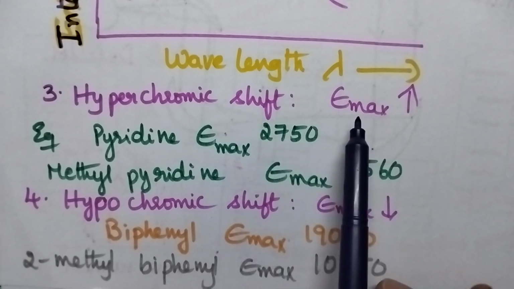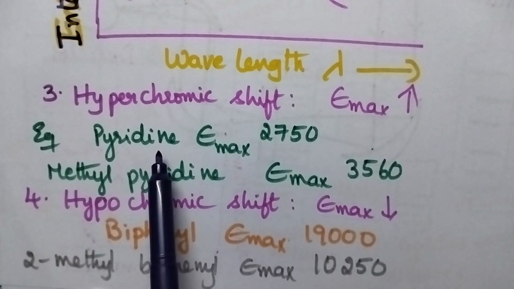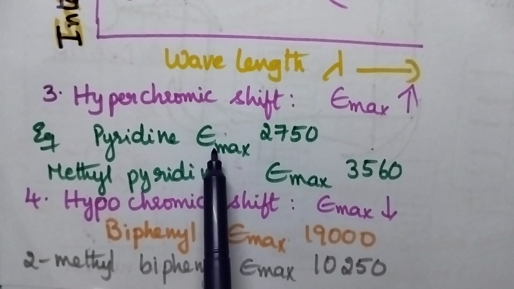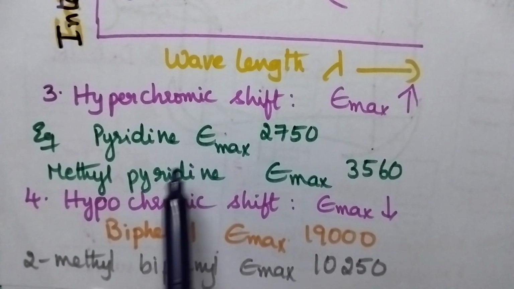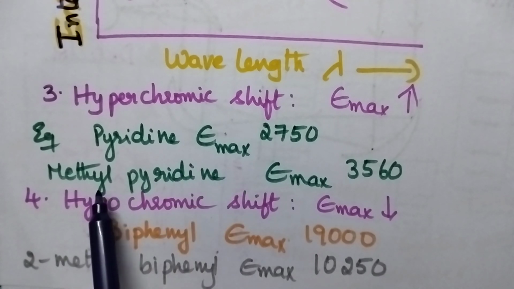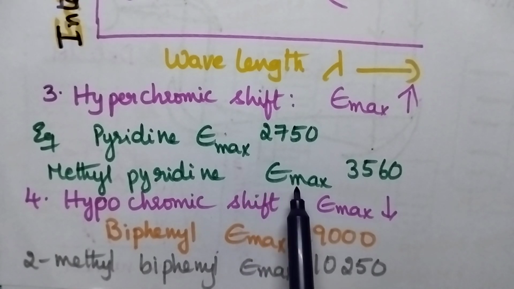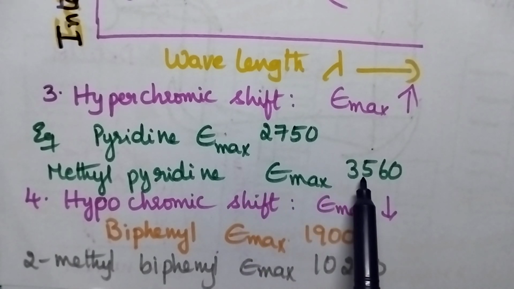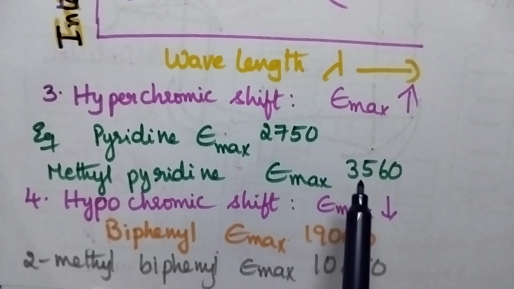Hyperchromic shift means always there is increase in the intensity. So if we consider pyridine, its intensity of absorption is around 2750. But whenever methyl group is introduced, that means in methyl pyridine, the intensity of absorption is around 3560. So definitely there is an increase in the intensity, and hence it is a good example for hyperchromic shift.